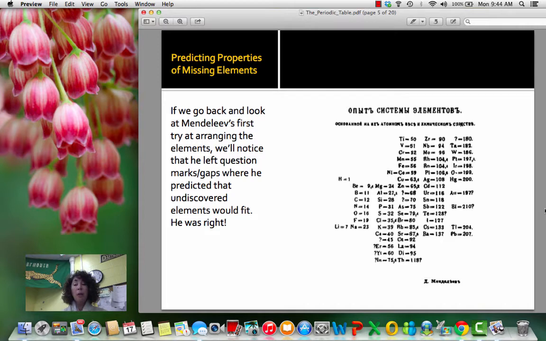Now, if we take a look at his periodic table, again, we didn't have all of the elements that had been discovered yet, but you can see that he left gaps. He had question marks. And so he was predicting elements that had not yet been discovered, and he was predicting where those elements would fit. And of course, he was right. Now, was his periodic table perfect? No, but it was a wonderful beginning.